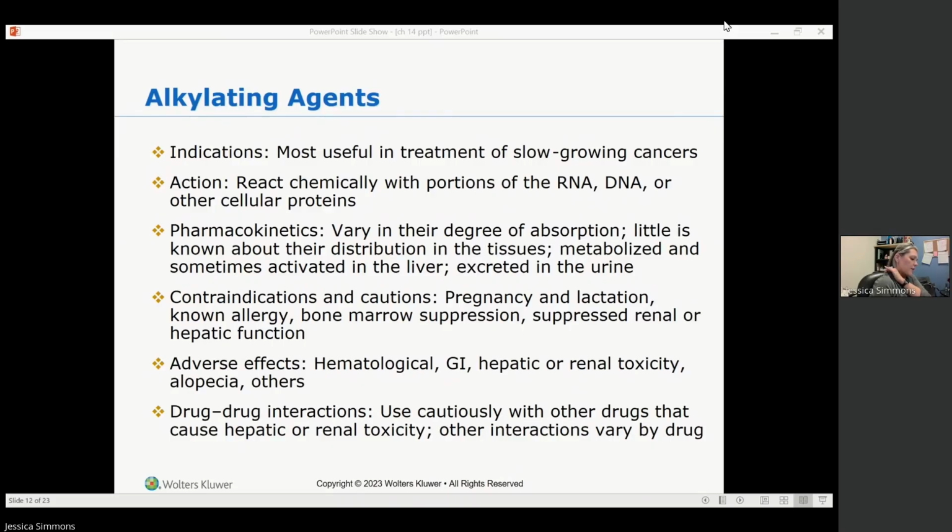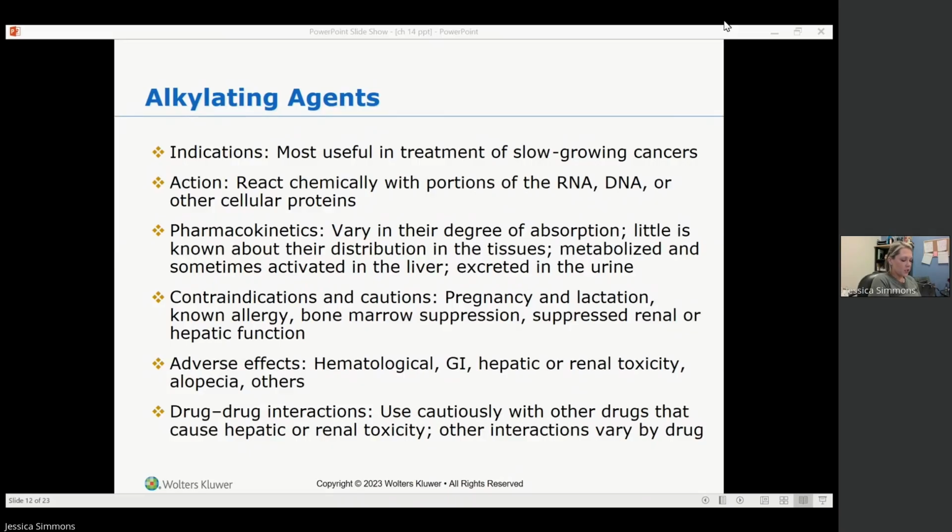With cisplatin, concurrent use with aminoglycosides can increase the risk for renal toxicity. And also, concurrent use of furosemide can increase hearing loss. So, do not use them together.